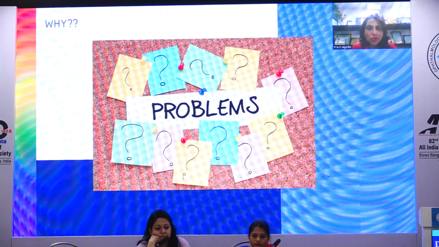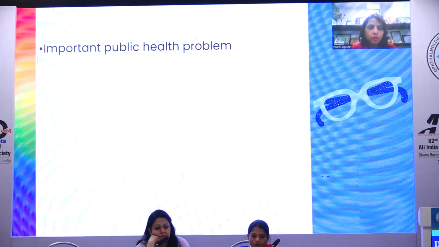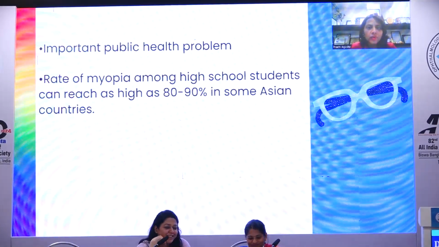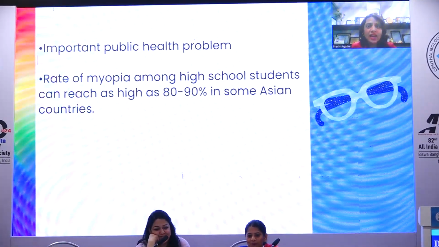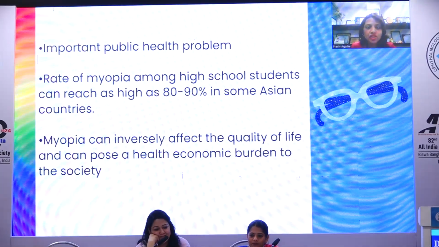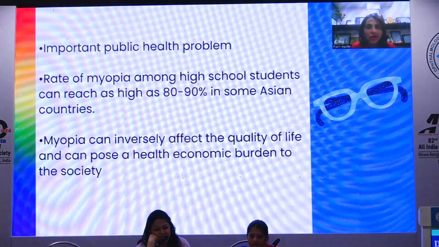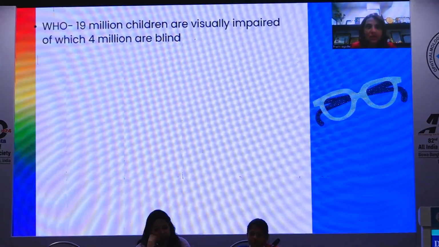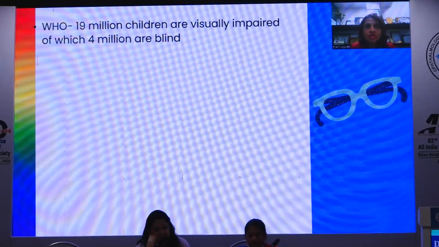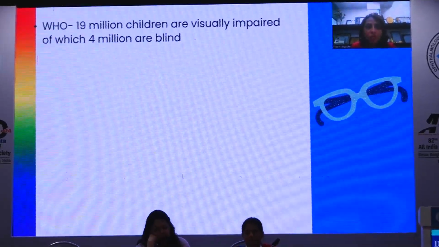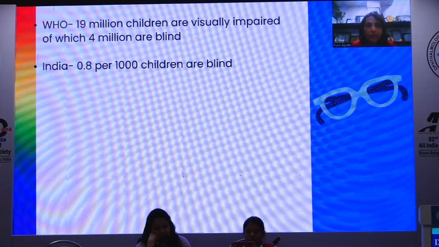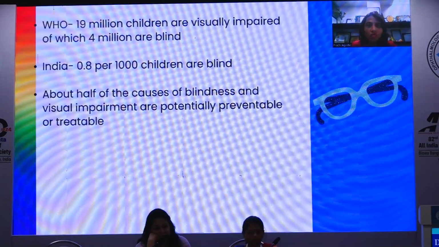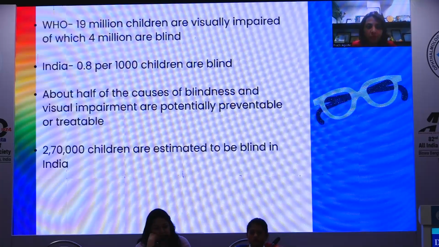Why is myopia a problem at all? We need to understand that it's an important public health problem. The rate of myopia among high school students is reaching as high as 80 to 90% in some Asian countries. It inversely affects quality of life and can cause a huge economic burden on society. The WHO has estimated 19 million children to be visually impaired, of which 4 million are blind. In India, 0.8 per 1,000 children are blind. Half of the causes of blindness are preventable or treatable.